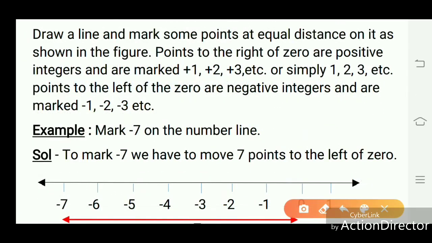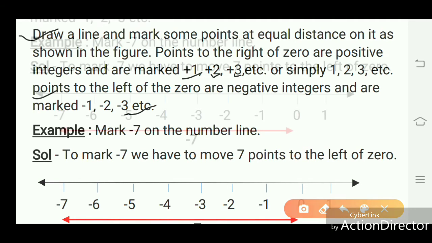So how do you draw a number line? Draw a line and mark some points at equal distance on it, as shown in the figure. Points to the right of the 0 are positive integers and are marked +1, +2, +3, etc., or simply 1, 2, 3, etc. Points to the left of the 0 are negative integers and are marked -1, -2, -3, etc.